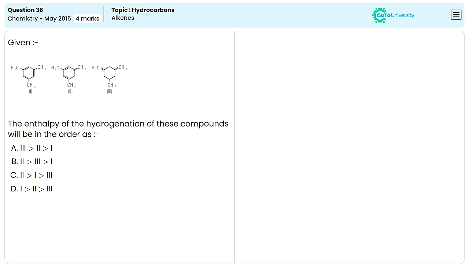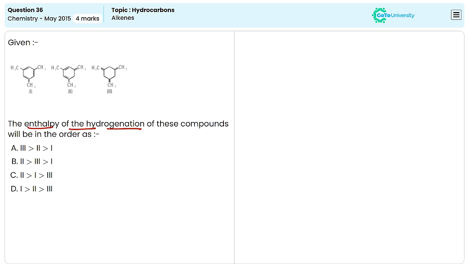Three different alkene molecules are given in this question. We need to arrange these molecules in decreasing order of their enthalpy of hydrogenation. The enthalpy of hydrogenation of an alkene can be defined as the heat energy released when an alkene reacts with a hydrogen molecule to produce an alkane. And this reaction is an example of an exothermic reaction.